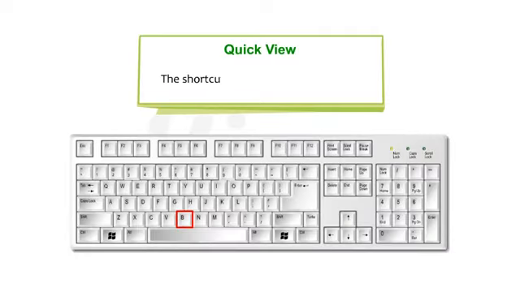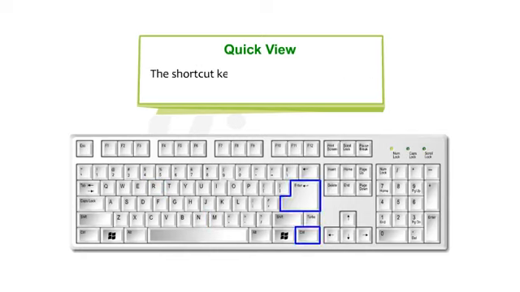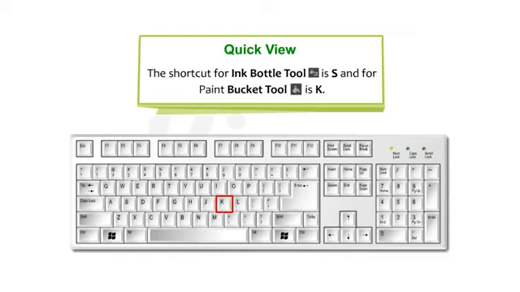Students, let me share some interesting shortcut tips with you. The shortcut key of Brush tool is B. The shortcut of Selection tool is V. The shortcut for the Pen tool is P. The shortcut of the Oval tool is O. The shortcut for the Line tool is N, and for the Rectangle tool is R. The shortcut key to preview the animation is Ctrl plus Enter. The shortcut for Ink Bottle tool is S, and for Paint Bucket tool is K.